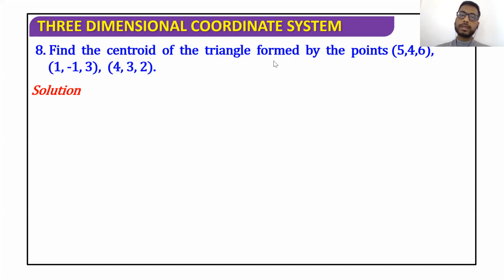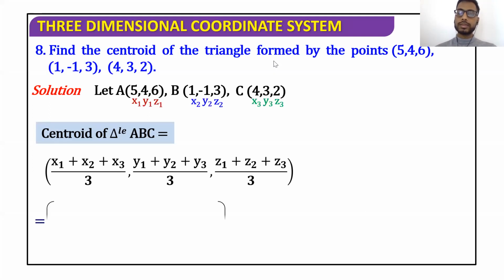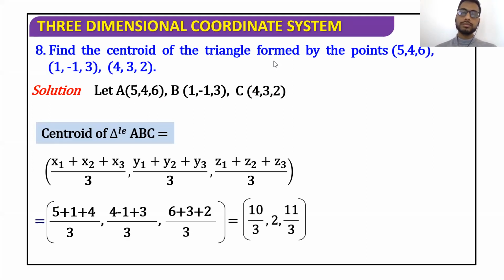Next question is, find the centroid of a triangle formed by these three points. 3 points are given. Find the centroid. Straightforward question. Centroid of a triangle is x1 plus x2 plus x3 upon 3. So x1 is your 5, x2 is 1, x3 is 4. So 5 plus 1 plus 4 divided by 3. Similarly, you will get your y coordinates and z coordinates. So simply apply formula and that is the answer. You can take a look at this.